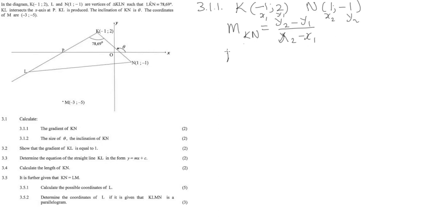So the next thing will be substitution. After I write down the formula, y2 is minus 1, then there is a minus from the formula, and then y1 is 2. Then x2 will be 1, then we have a minus from the formula, then a minus 1. So this will give you minus 3 over 2. So that is the gradient of KN.